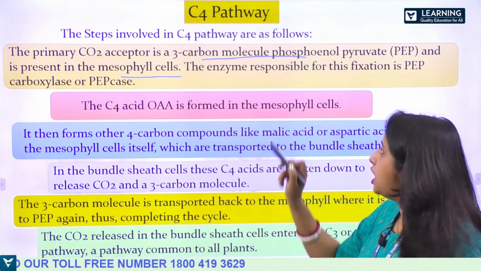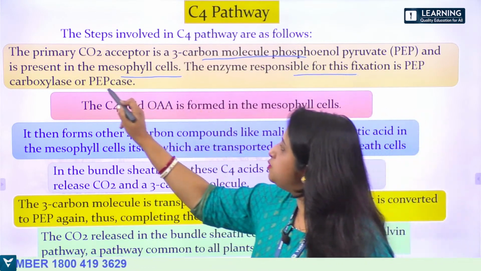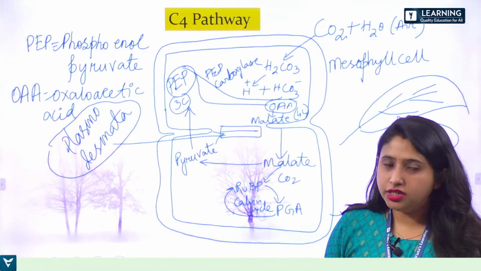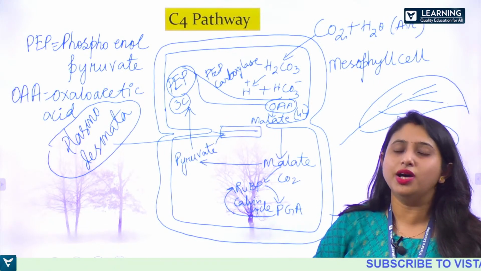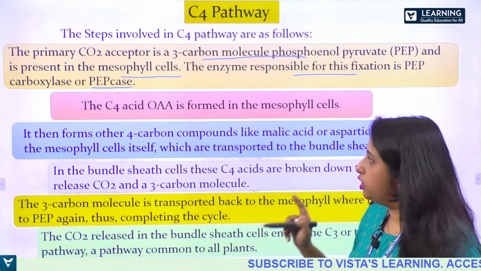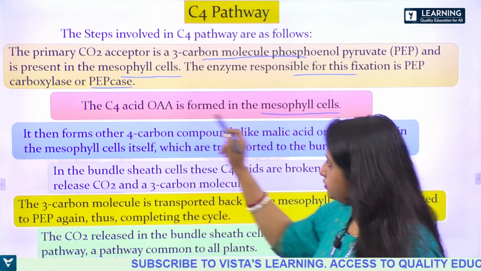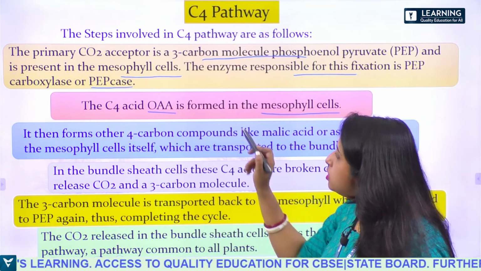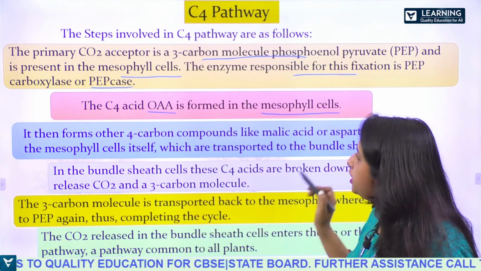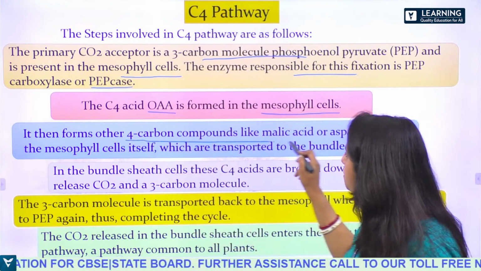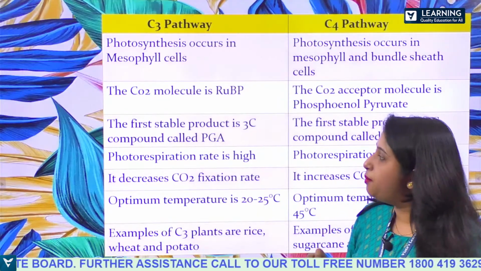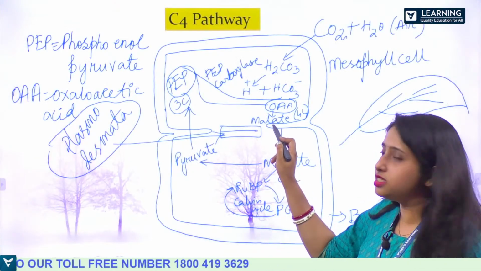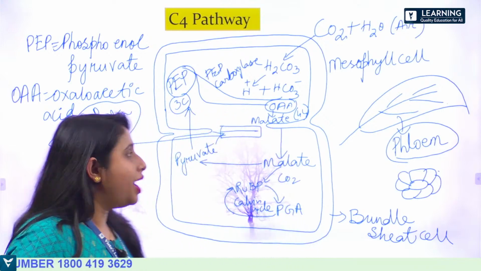The enzyme responsible for this fixation is PEP carboxylase. Then what happens? It forms oxaloacetic acid, which is a 4-carbon molecule, in the mesophyll cell. Then it forms a 4-carbon compound like malic acid in the mesophyll cells, which is transported into the bundle sheath cells. So from the oxaloacetic acid, the malate is being formed, right?